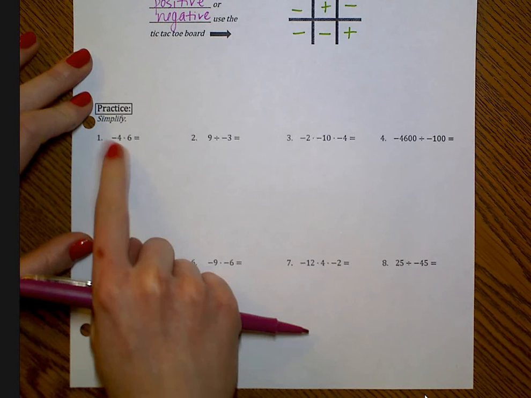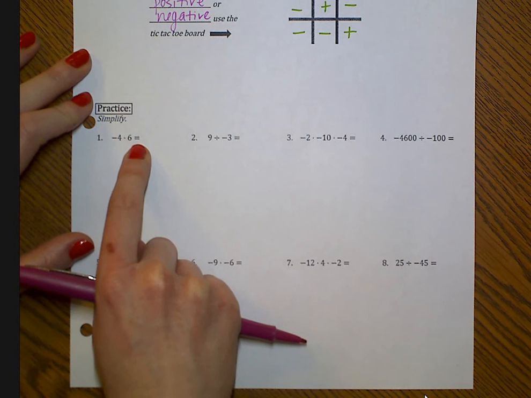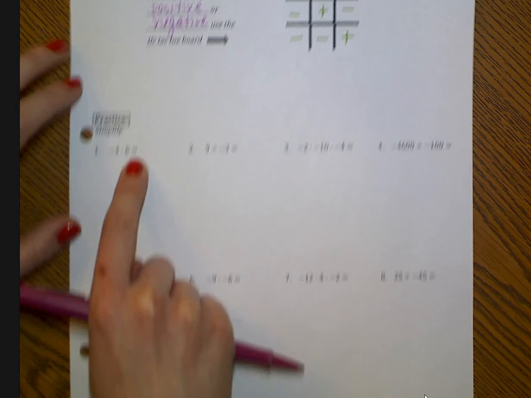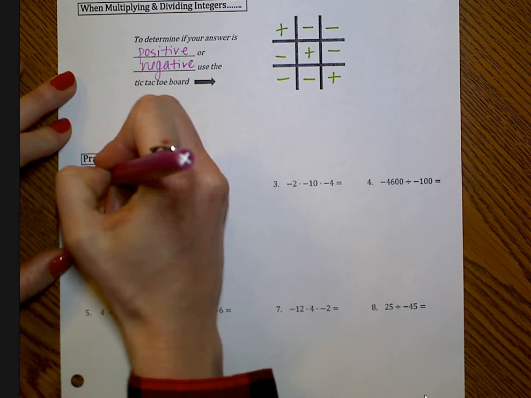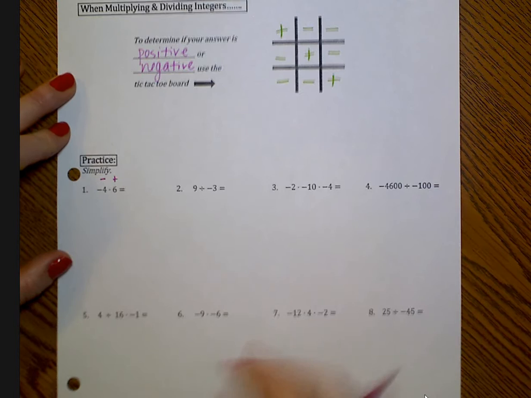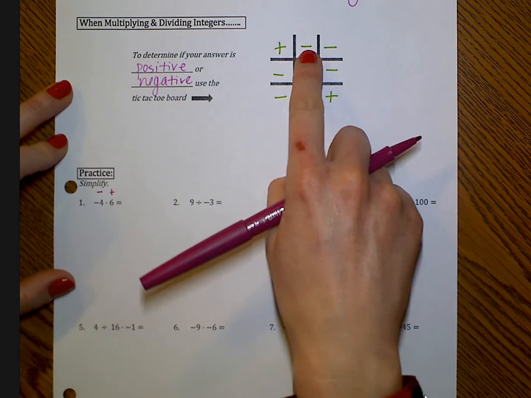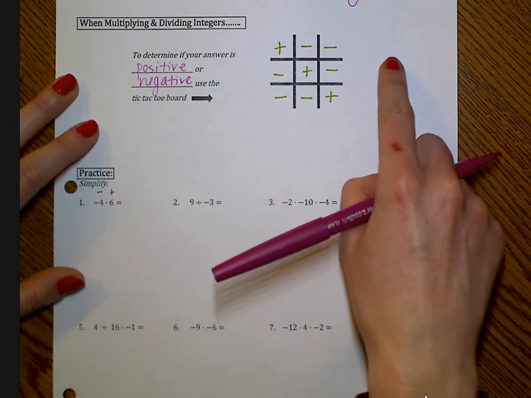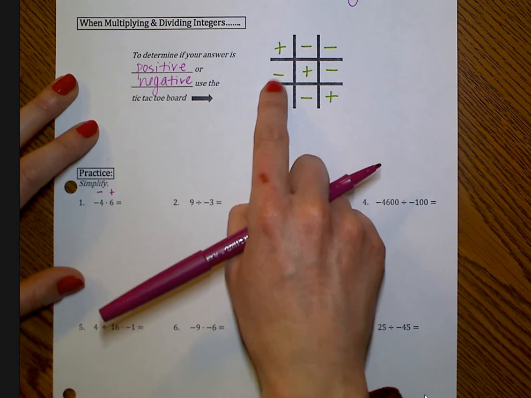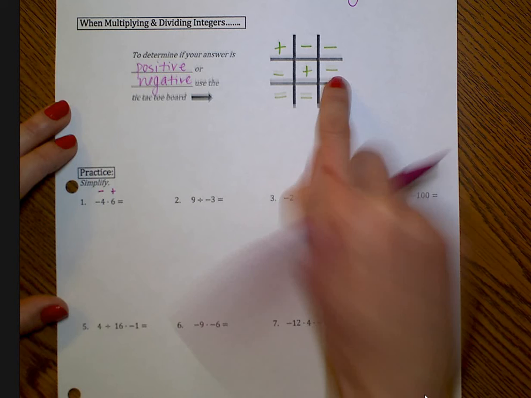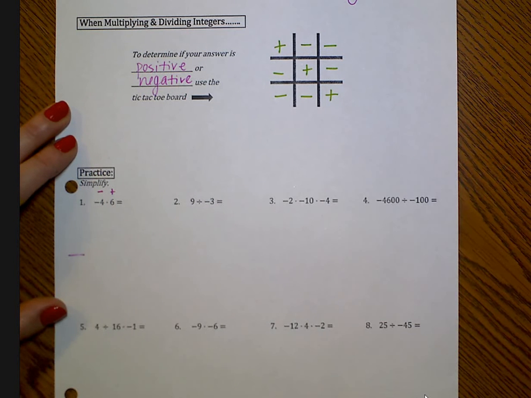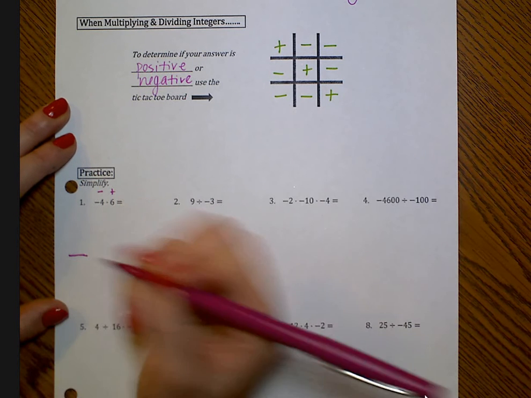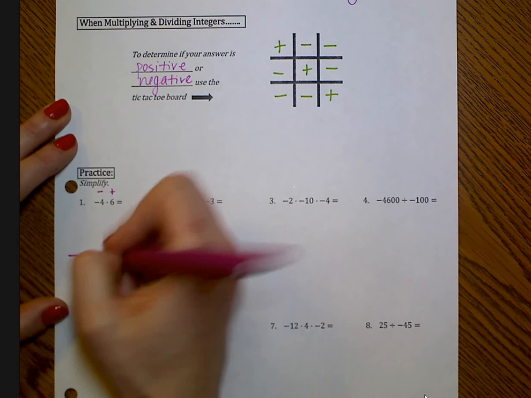I have negative 4 times positive 6. Let's do the sign first. I have a negative times a positive. So I just have to find that somewhere. You can't start in the middle, you have to start on an end. A negative times a positive is a negative. So my answer is going to be a negative. The negative kind of takes over. And 4 times 6, 24.